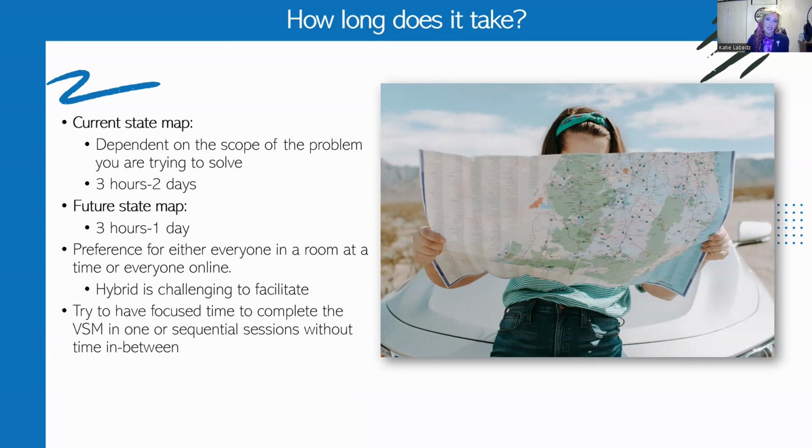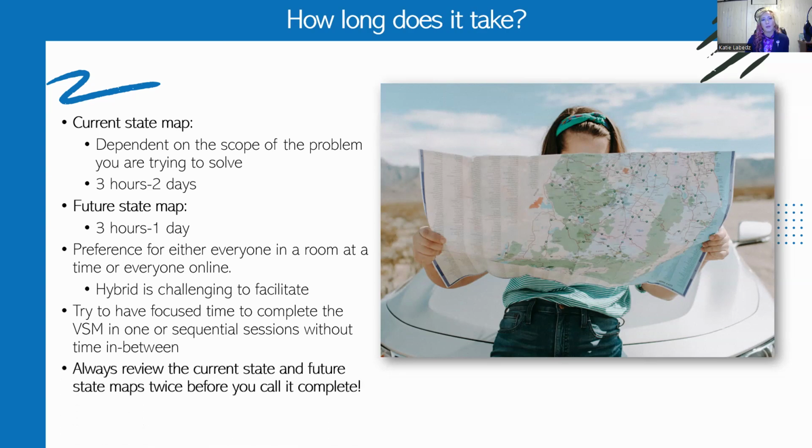Try to make sure you have focus time to complete the value stream map in one or sequential settings without time in between. So what does that mean? That means not scheduling a value stream map for this afternoon and then saying, okay, we're going to come back in 2 weeks and finish it up. People will lose the flow. They'll lose the rhythm to what they're doing. You're going to have to backtrack. They lose their train of thought.